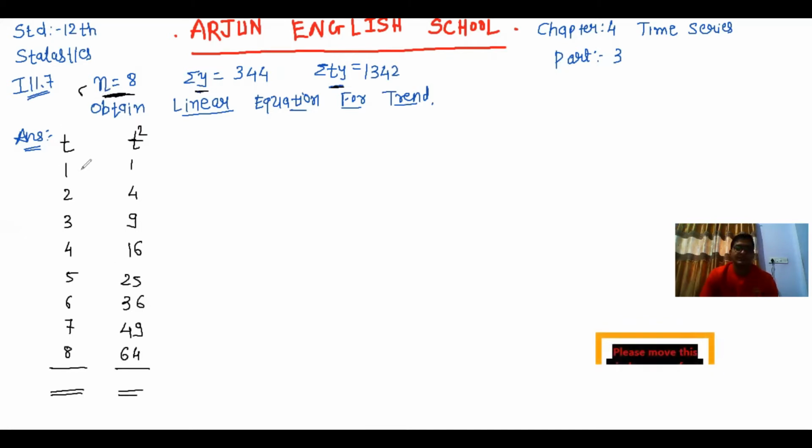Here t is not given, so on the basis of n, we prepare a table. t starts from 1 to 8. Then we have prepared another column, t square, based on t. Now we have to do the total of columns t and t square. So here the total of t is 36 and the total of t square is 204.